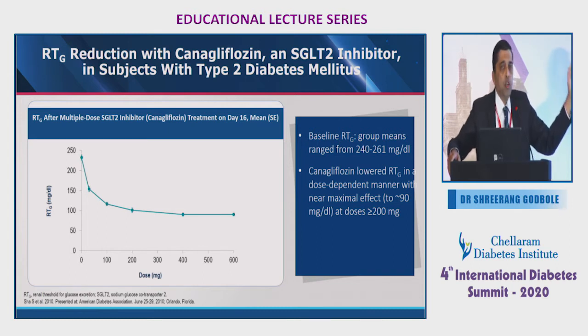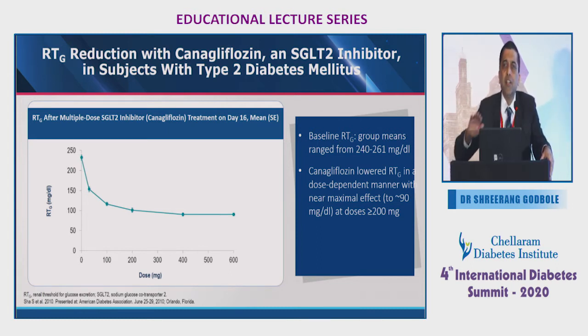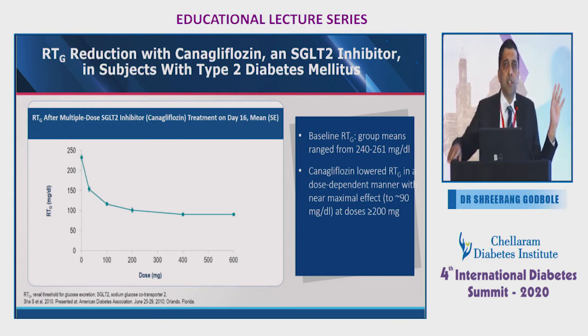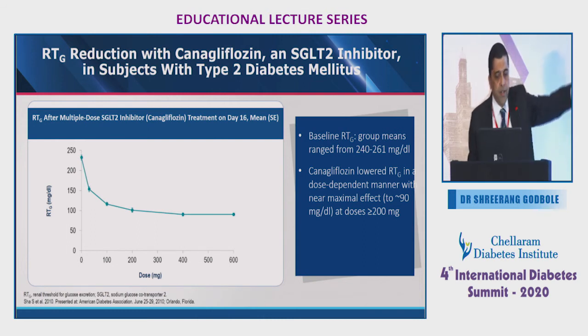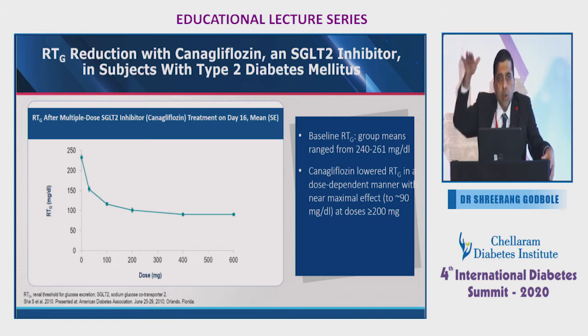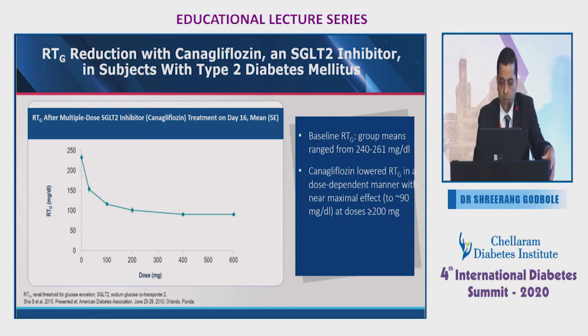And in fact, in doses in excess of 200 milligrams, that suppression not only is near maximal, but it lasts for really 24 hours. Whereas with 100 milligrams, there is a little waning of the effect in the overnight period, and therefore that effect is slightly lost. So certainly, as far as the RTG reduction is concerned, a 300 milligram dose is superior. So as you can read there on the right panel, Canagliflozin lowered the RTG in a dose-dependent manner with near maximal effect, lowering it to almost 90 milligrams per deciliter, so you don't get hypoglycemia at doses in excess of 200 milligrams.